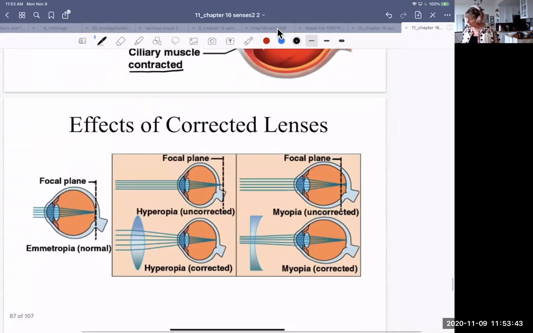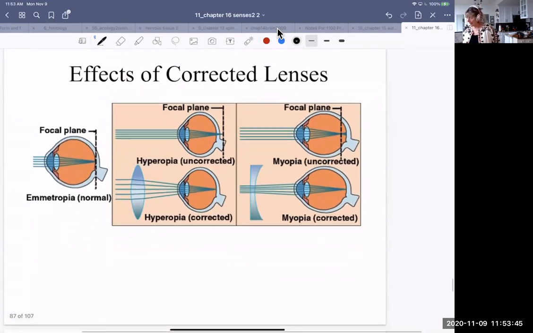And so as we saw with the video, if our lens isn't doing the job, well, it's actually not our lens that's not doing the job. With myopia and hyperopia, it is because of the shape of the eyeball. So in the case of myopia, so this is myopia here. So uncorrected, look at where the focal point is there. And that's in front of the retina.